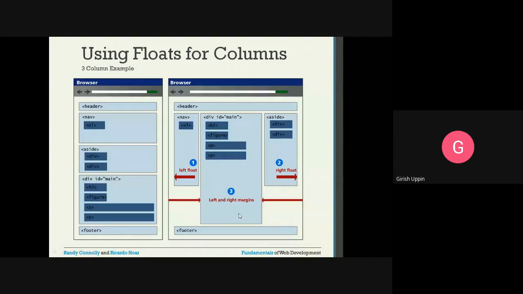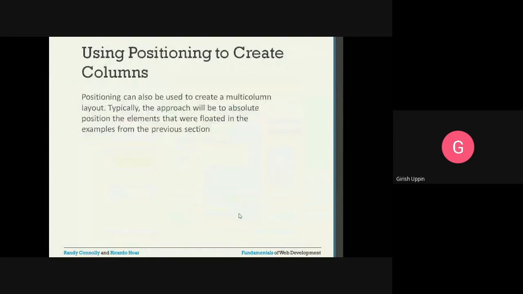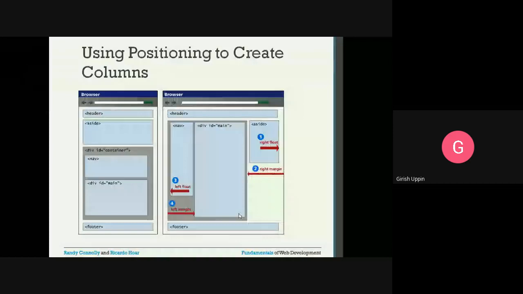Using positioning to create a column. Positioning can also be used to create a multi-column layout. Typically, the approach will be to absolute position the elements that were floated in the examples from the previous section. So there are two methods of creating columns: one is using floating, and the second is using positioning. So here you can see the positioning.